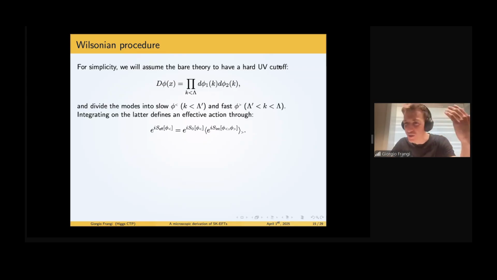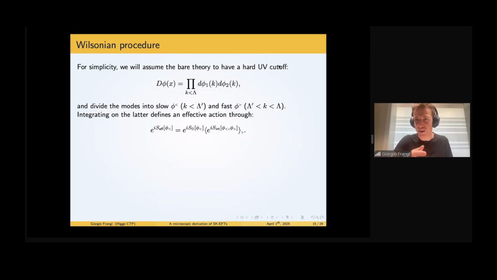So what I'm going to be doing is the usual thing that we do when we perform a Wilsonian procedure. I'm going to consider slow modes and fast modes defined, let's say, in a shell between a lower cutoff and the original cutoff. And then by using the fact that the quadratic, so the free part of the action, factorizes into slow and fast modes, you can just take the free part of the fast modes and use it to define a Gaussian ensemble, so that you can take averages that you know how to take because they have a diagrammatic expansion in terms of Feynman diagrams.